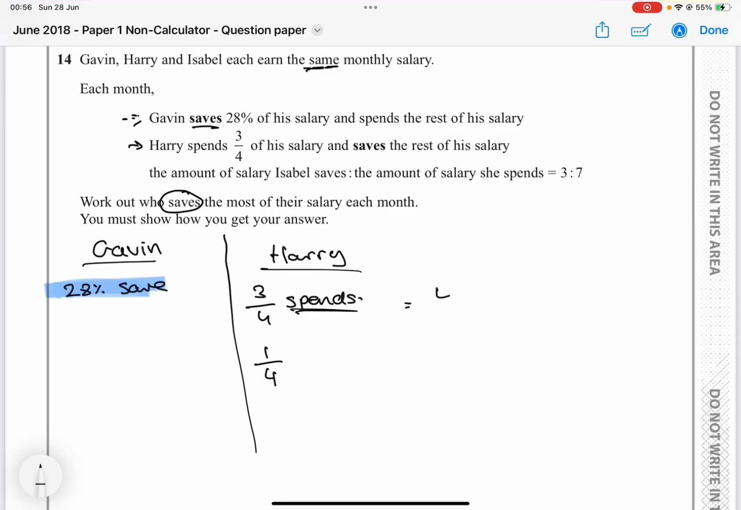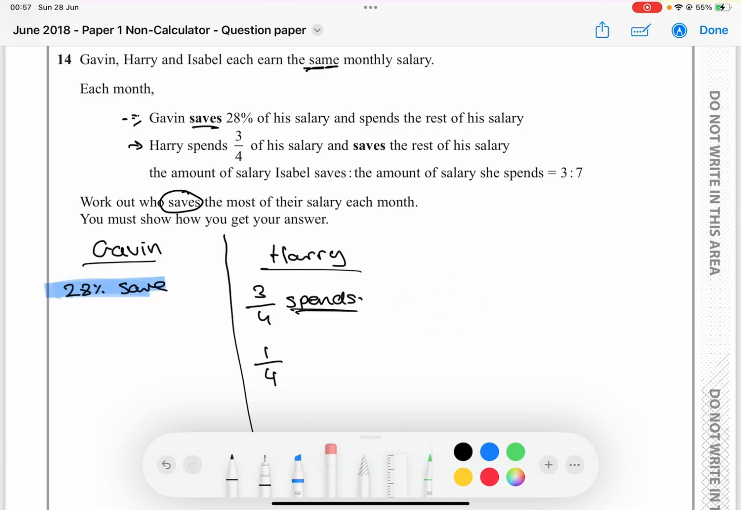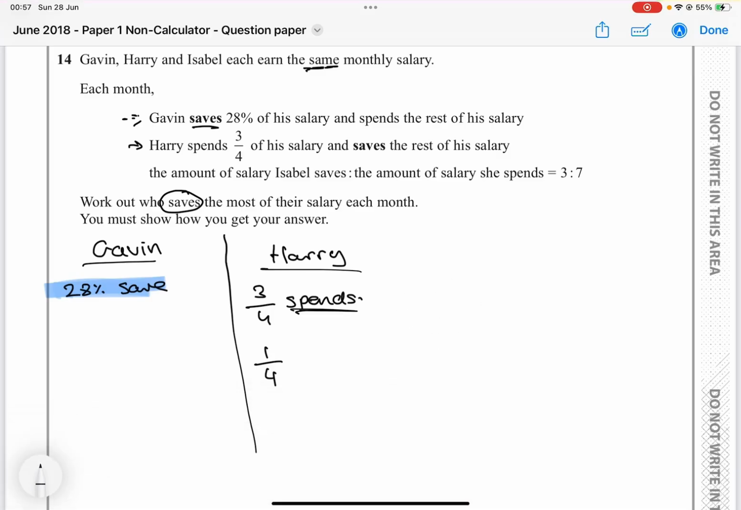Because remember, we want a whole number, right? We want 4 out of 4. But if he spends 3 out of 4, then he must save 1 out of 4. So 1/4 saves. We can convert this to a percentage. So we have 1/4. We want to get to 100, yeah? Remember, percentages are always out of 100. So we want the denominator to be 100. So how do we go from 4 to 100? We just multiply by 25. So we will multiply by 25 at the top as well. So there we go. So that's just 25%.